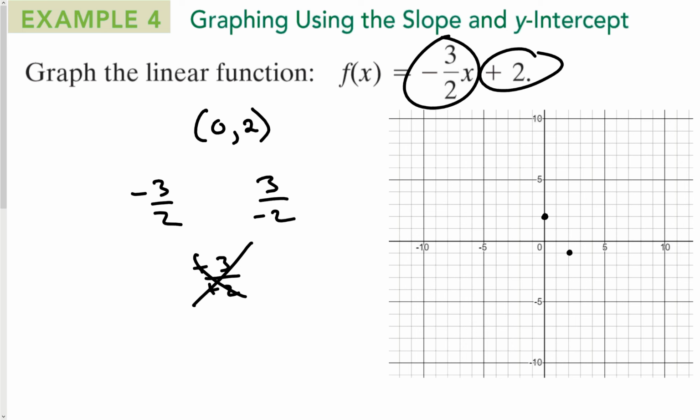We can make a line with that. Let's try this idea. Up 3, 1, 2, 3, left 2, 1, 2. Okay. Still got a line. It's still going down. Okay. So now let's draw the line, and we put arrows on both sides, meaning that this line goes on forever in both directions.